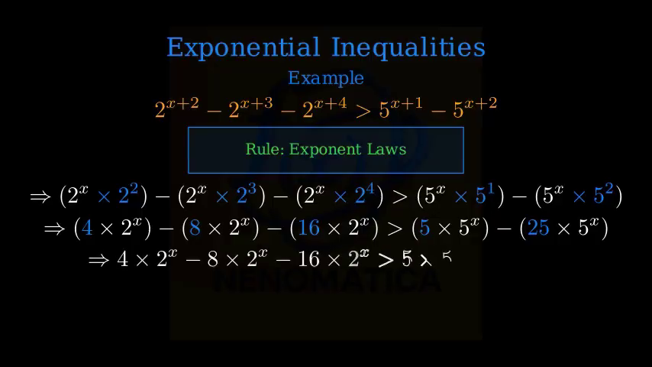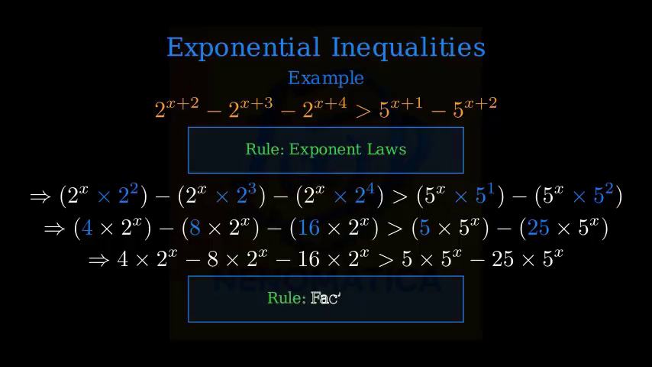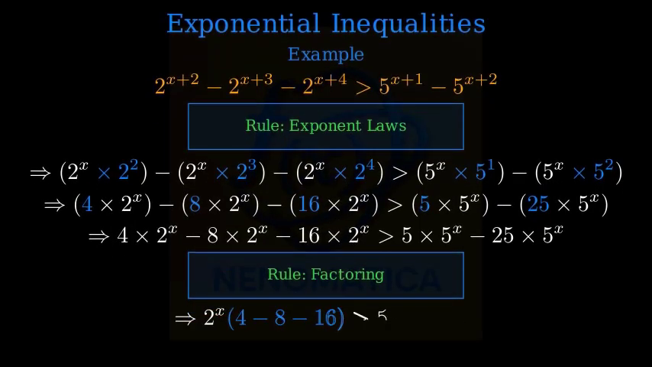Now we can multiply the coefficients with the powers to simplify our expression. This gives us 4 times 2 to the power of x, minus 8 times 2 to the power of x, minus 16 times 2 to the power of x, which is greater than 5 times 5 to the power of x, minus 25 times 5 to the power of x. Let's factor out the common terms. We'll take 2 to the power of x as a common factor on the left side, and 5 to the power of x as a common factor on the right side.